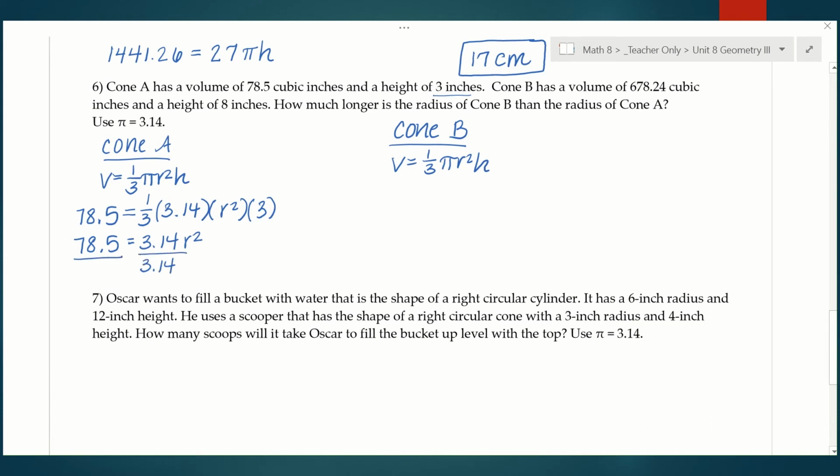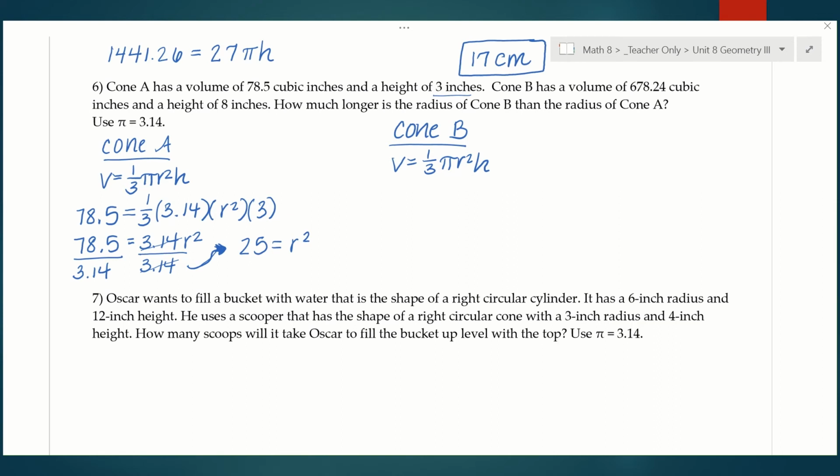So when I do that, it looks like this. 3.14 divided by 3.14 just gives me r squared. And on the left, if you divide 78.5 by 3.14, you should be getting 25. Just showing my work here now. 3.14 into 78.5 is 24, or 25, excuse me. Now what I'm trying to figure out is what number squared gives me 25, because it's not just r equals 25, it's r squared.